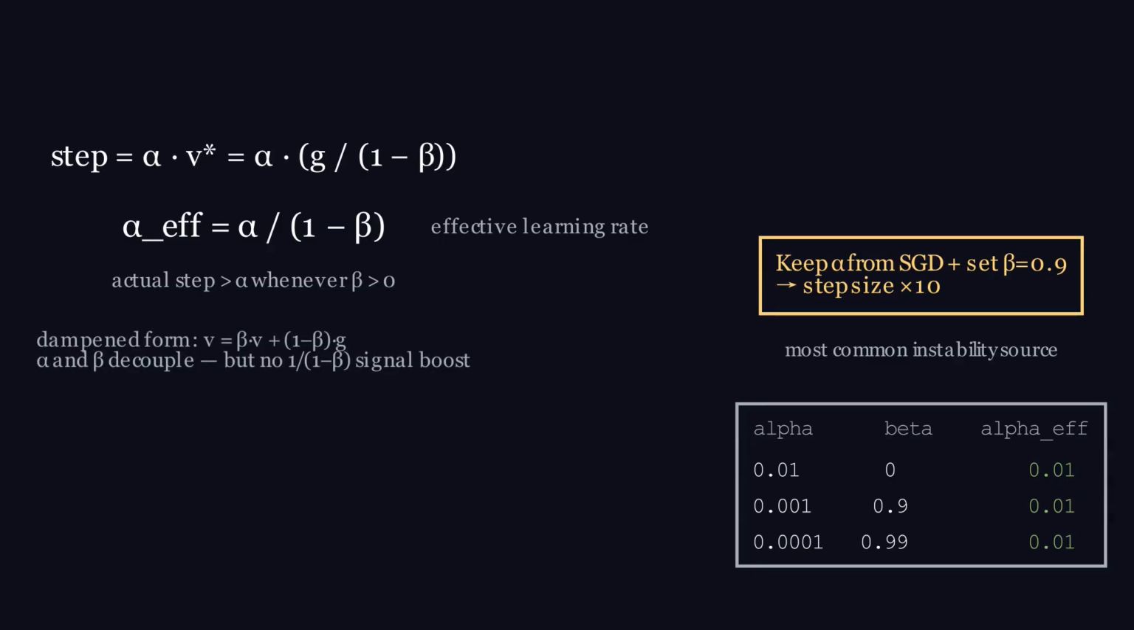Some libraries use a dampened parametrization: velocity equals beta times old velocity, plus 1 minus beta times gradient. This decouples alpha from beta at the cost of losing the 1 over 1 minus beta amplification. Adam and RMSprop use this form internally. We'll return to those forms in episodes 7 and 8. For now, let's see the beta sweep make the theory concrete.